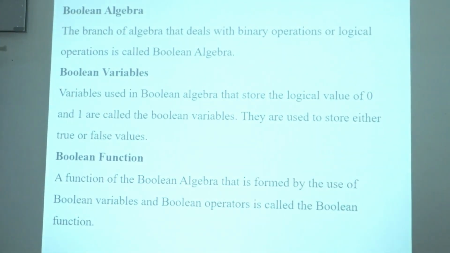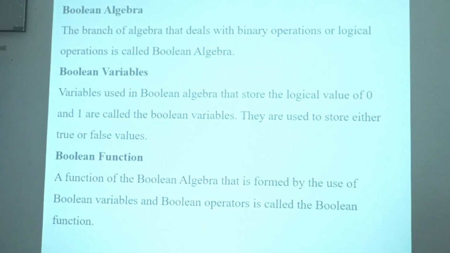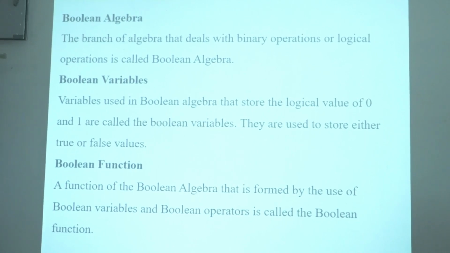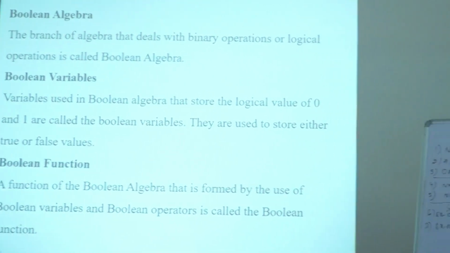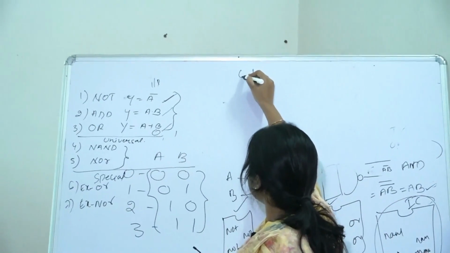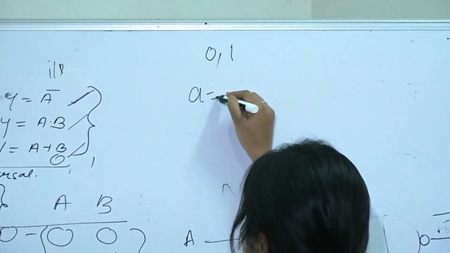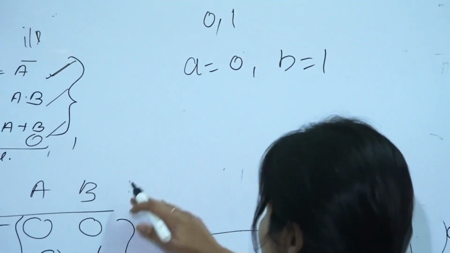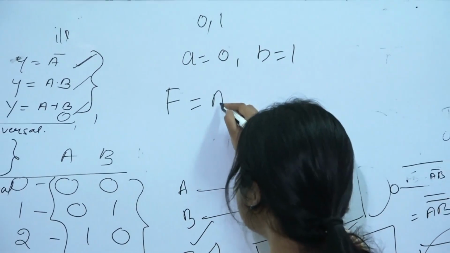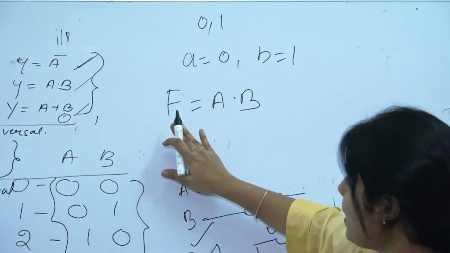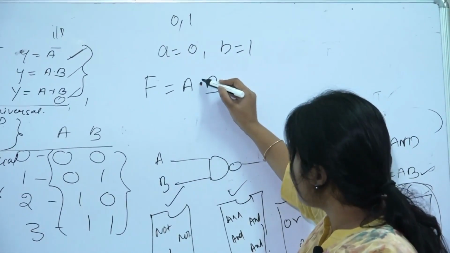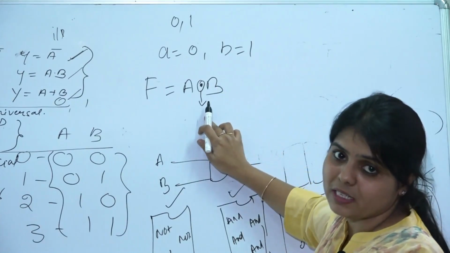And then we have this Boolean function. In short, if you want me to represent this, I would like to represent it this way. We have these binary values 0 and 1. If I am assigning A equal to 0, B equal to 1, this A and B are variables. Now when I want to take a Boolean function, I take it as A into B. So I am forming this Boolean function with respect to these Boolean variables, along with this operator that I am using.